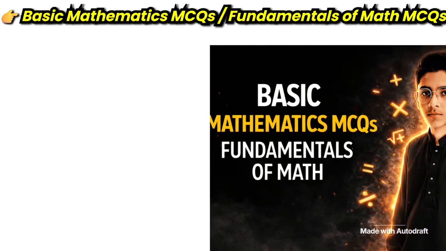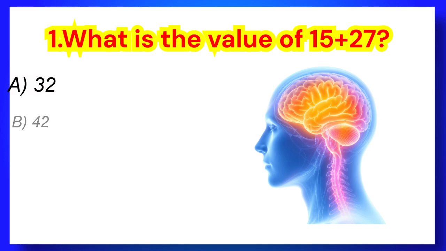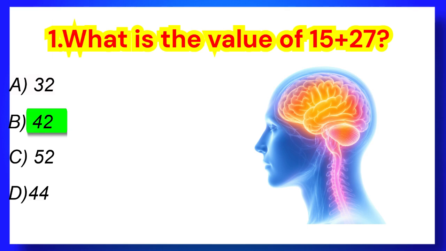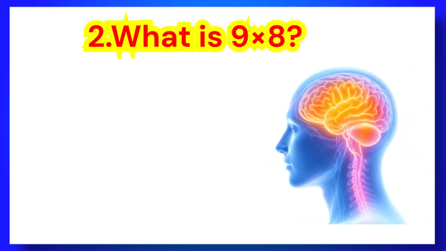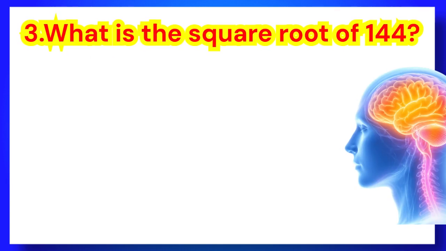Basic Mathematics MCQs. Question number 1. What is the value of 15 plus 27? Correct answer, B, 42. Question number 2. What is 9 times 8? Correct answer, A, 72. Question number 3.